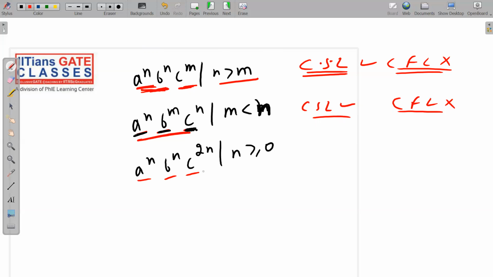Next question. A power n, B power n, C power 2n. Again, comparison between A, B, and C. So it won't be CFL. It will be a CSL. It won't be CFL. Please note it down carefully. I'm jumping to the next slide.